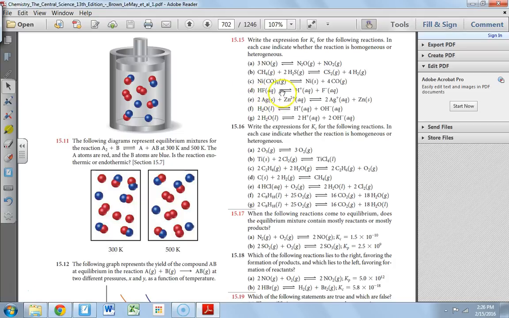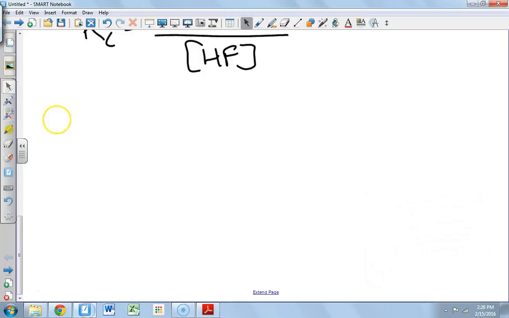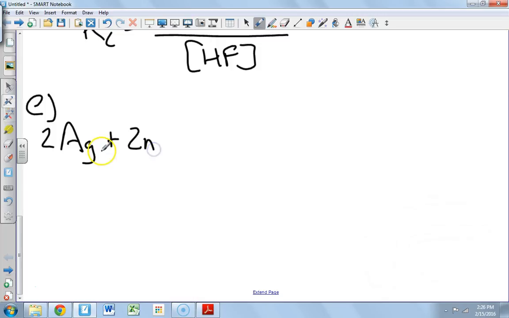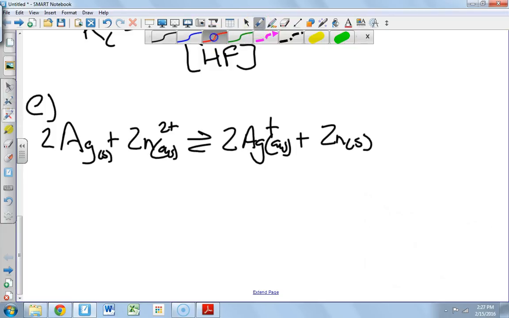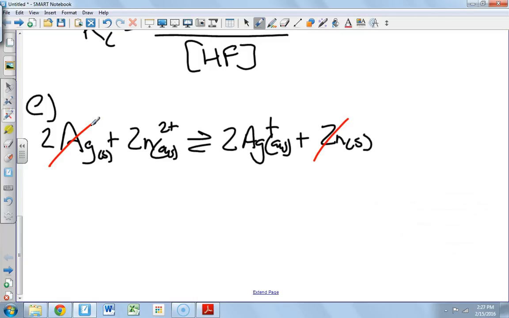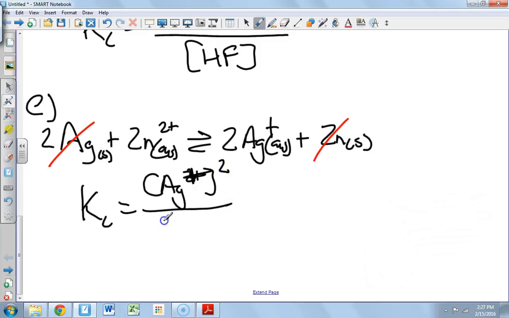Now for E, this is a redox reaction of silver reacting with zinc ion. So for part E, it's 2 silver, solid, plus the zinc ion, aqueous, in equilibrium with 2 of the silver ions plus a zinc solid. Again, this is a heterogeneous equilibrium, so we're not even going to worry about the solids in terms of writing our equilibrium expression. So Kc equals the concentration of Ag plus squared, all over the concentration of zinc 2 plus.